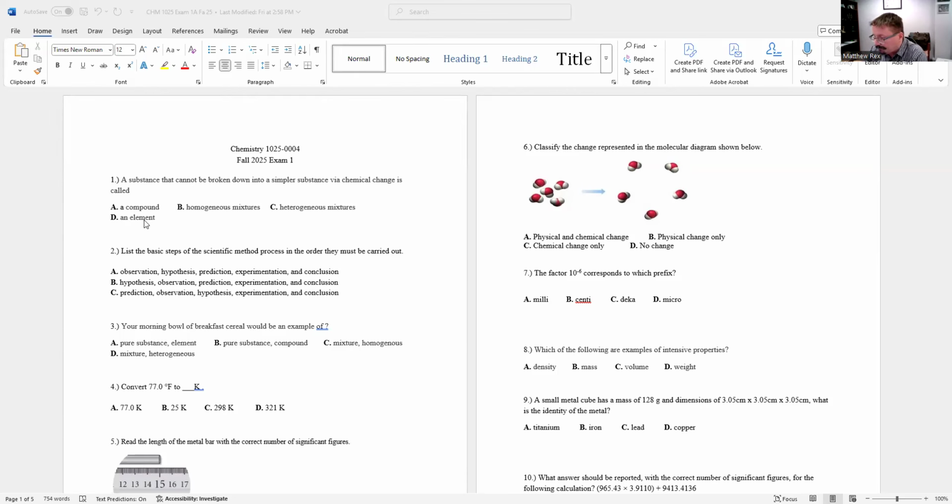But with an element, there's no way chemically to make that any simpler. If I've got iron atoms, then I'm just going to have iron atoms. I can't take them into something simpler.